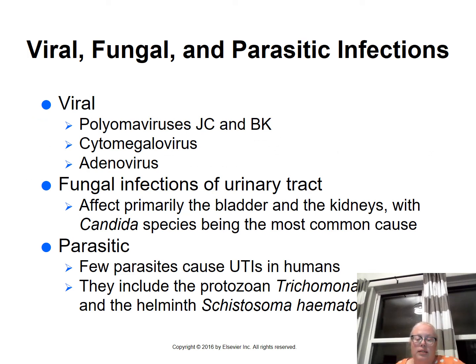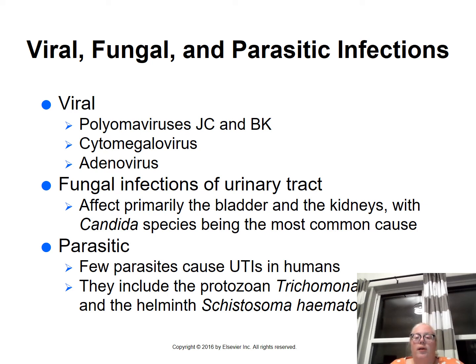Okay, now, sometimes we see viral, fungal, or parasitic UTIs. And if you look, the slide just breaks down the different categories. So you see the different types of viruses that may cause a viral UTI. Again, viral UTIs are rare, but certain viruses may be found in the urine even in the absence of any urinary tract infection or disease. So either the patient is asymptomatic or it just happens to be part of their normal flora.